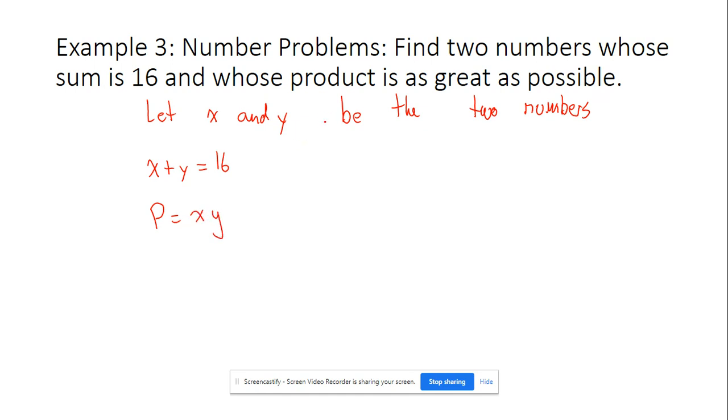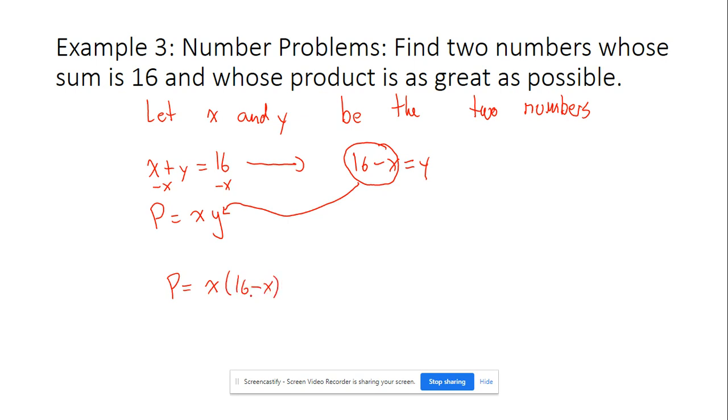Now the problem that we have right now is we have too many variables. We have a P, an x, and a y here. So what I'm going to do is subtract x from both sides of this equation and get 16 minus x equals y. And now we're going to make a substitution. 16 minus x goes into this equation over here. Product equals x times 16 minus x. So product equals 16x minus x squared.